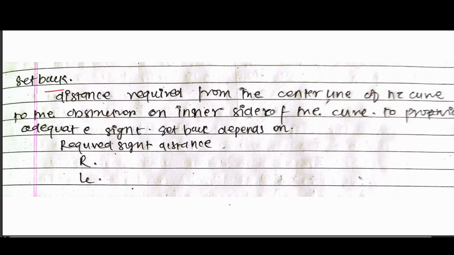Hello everyone. Today we are going to learn about the setback distance. So what is setback distance? Setback distance is the distance required from the center line of the horizontal curve to the obstruction at the inner side of the curve to provide adequate sight distance. Setback distance depends upon the required sight distance, the radius of the curve and the length of the curve.